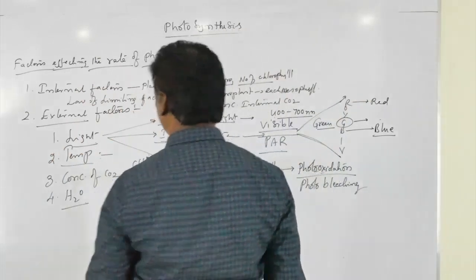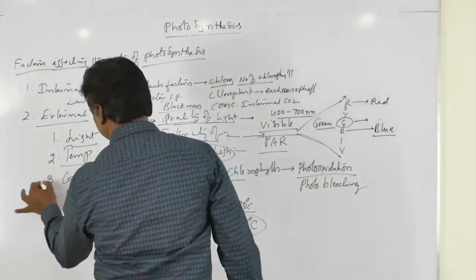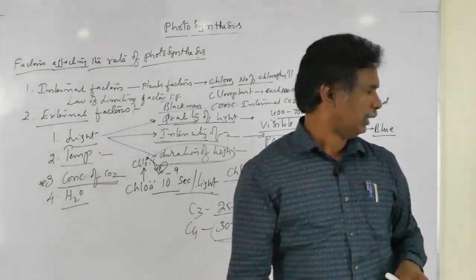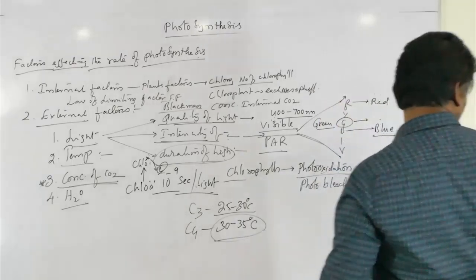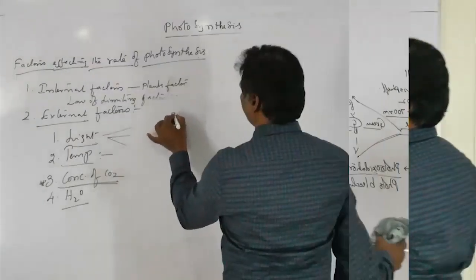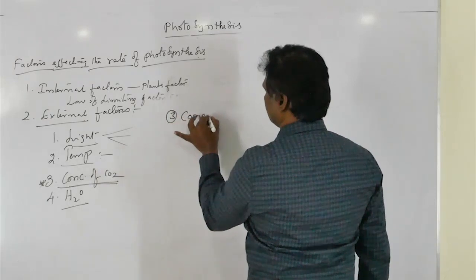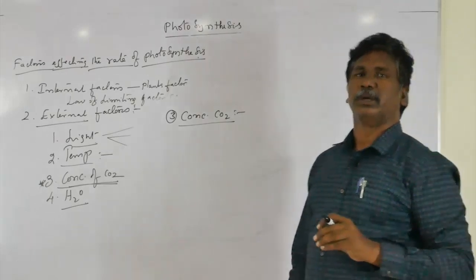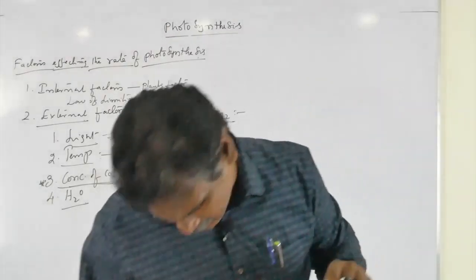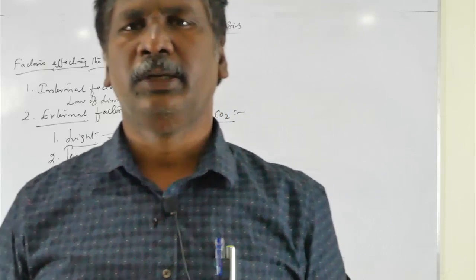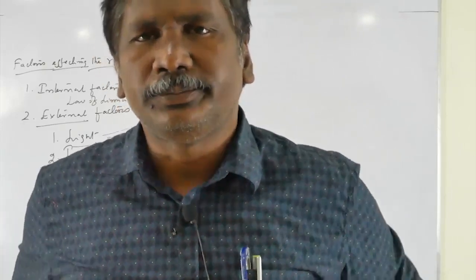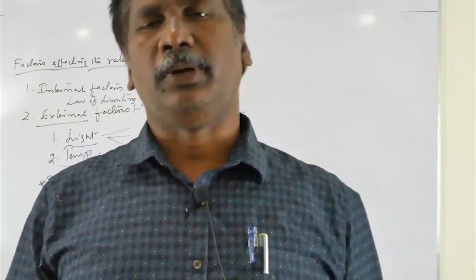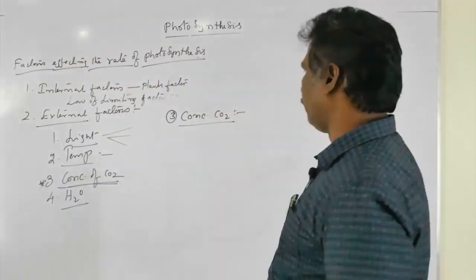And next comes the most important one, that is the concentration of carbon dioxide. You know very well that carbon dioxide is the main important raw material for the process of photosynthesis. Carbon dioxide is mainly helpful for the synthesis of food material.